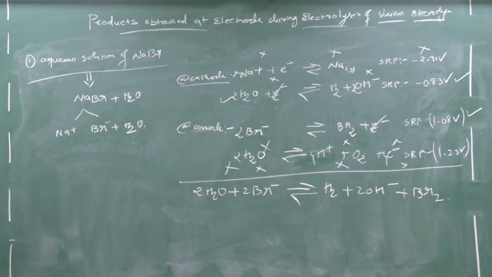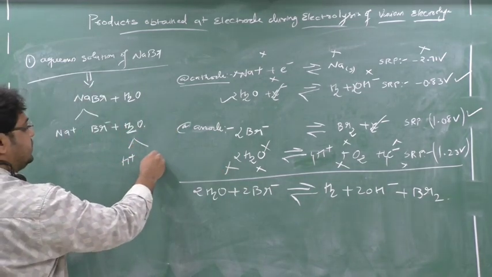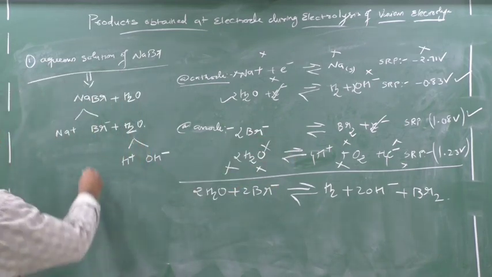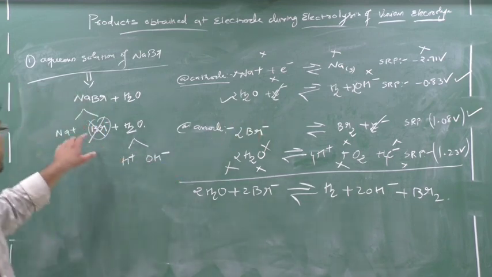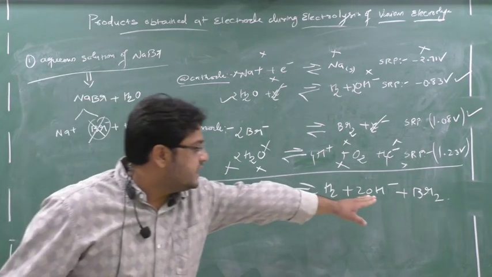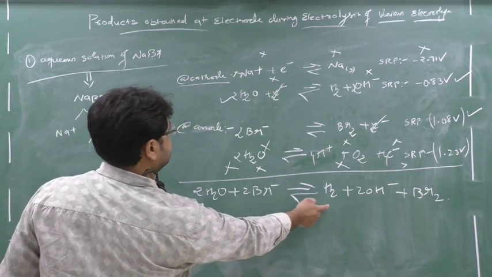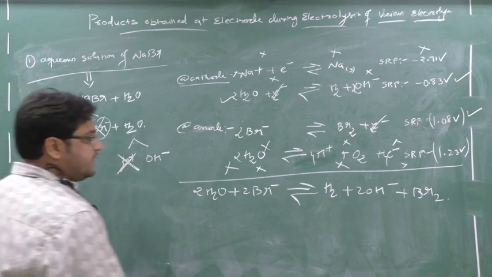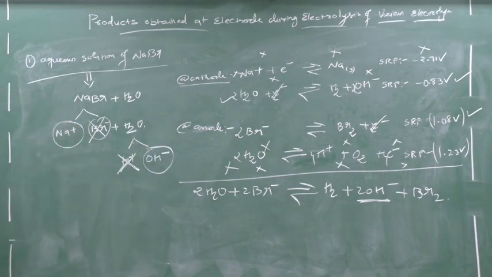Clear? So what actually is the product we obtain? Now see here, at anode we obtain Br2. So this Br minus has been cancelled out. Yes or no? This Br minus has been cancelled because it is completely converted into Br2. Now at cathode, what occurs? Hydrogen gas. Yes or no? At cathode this H plus is also gone, so hydrogen gas. Now what is remaining in the reaction? OH minus, and this Na plus is also remaining in the reaction.